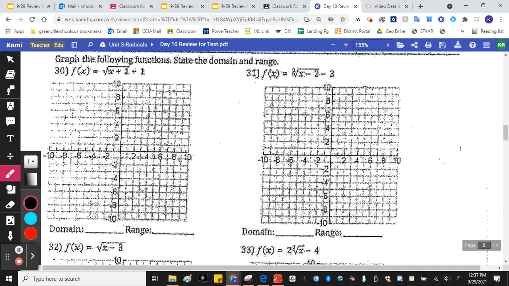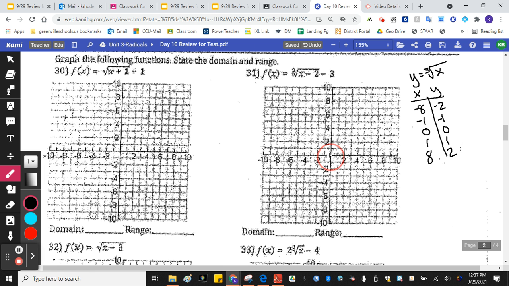31. So this is a square root. Or is that cube root? Very poorly copied. Cube root. So our cube root parent function: -8, -1, 0, 1, 8, and -2, -1, 0, 1, 2. So that's our parent function.